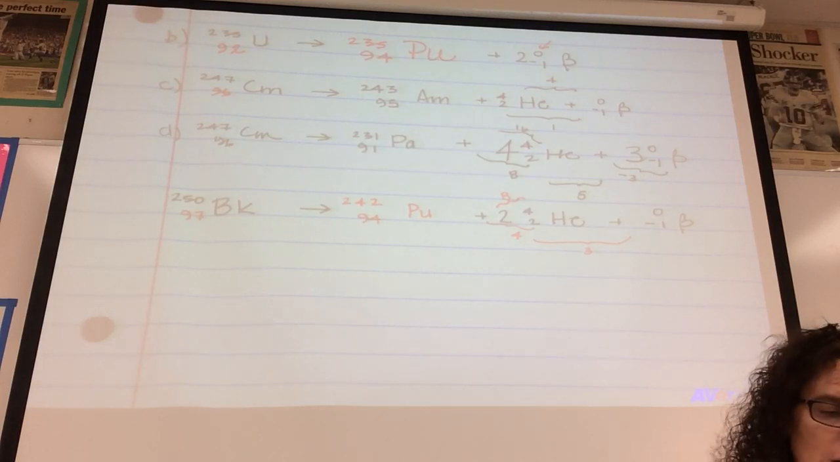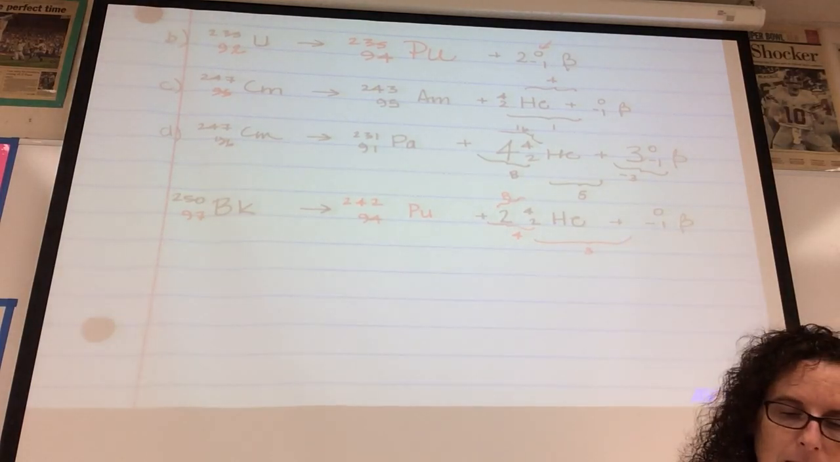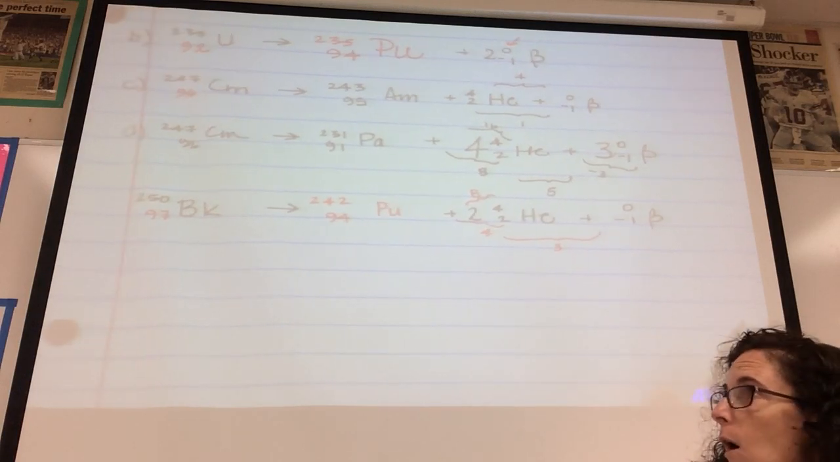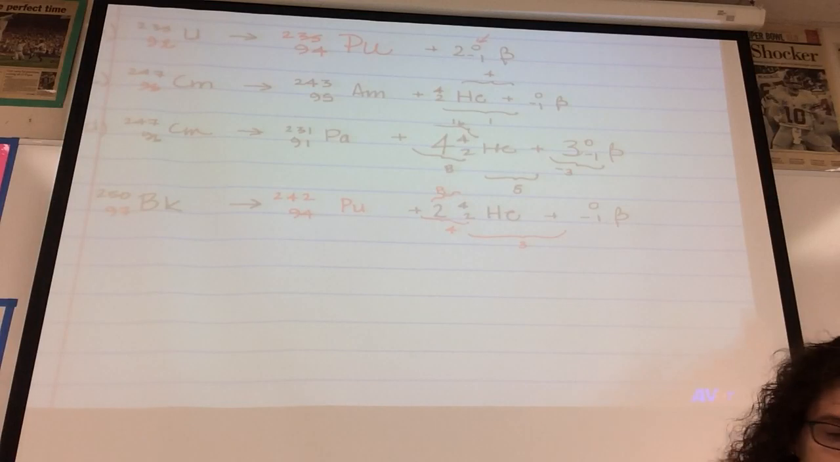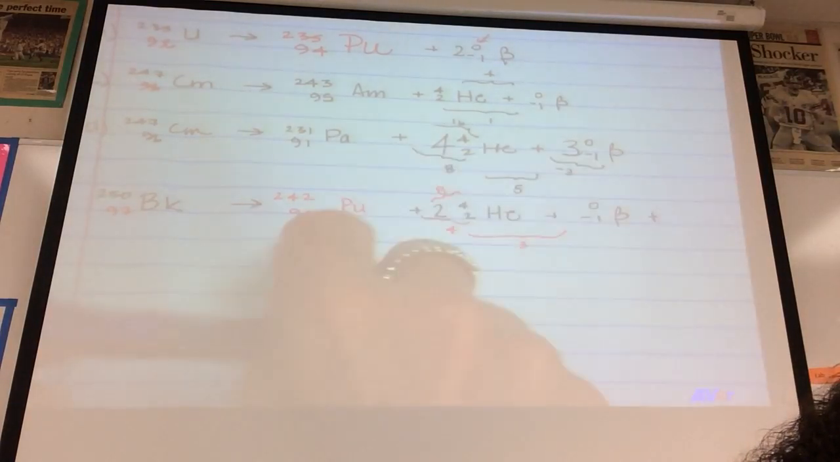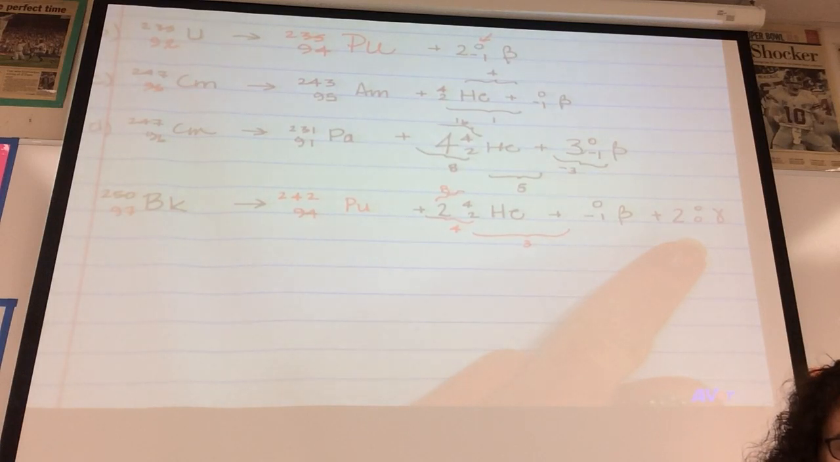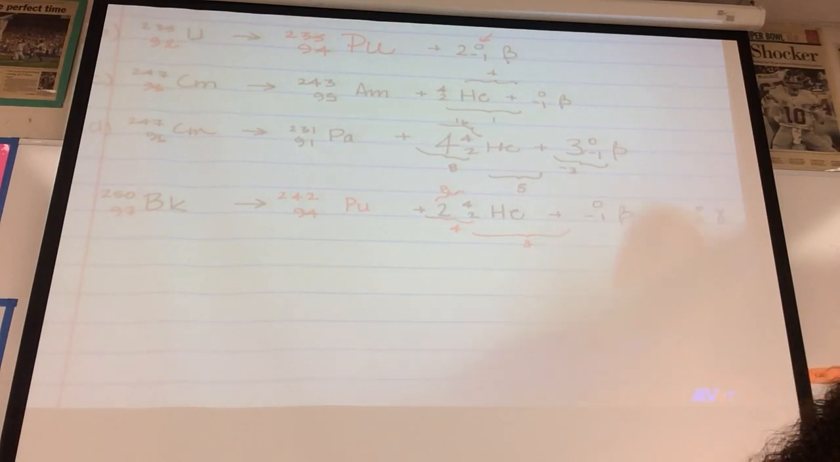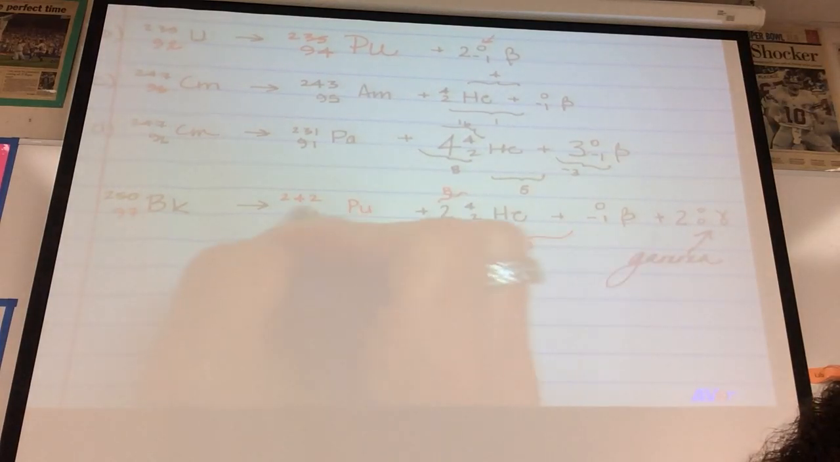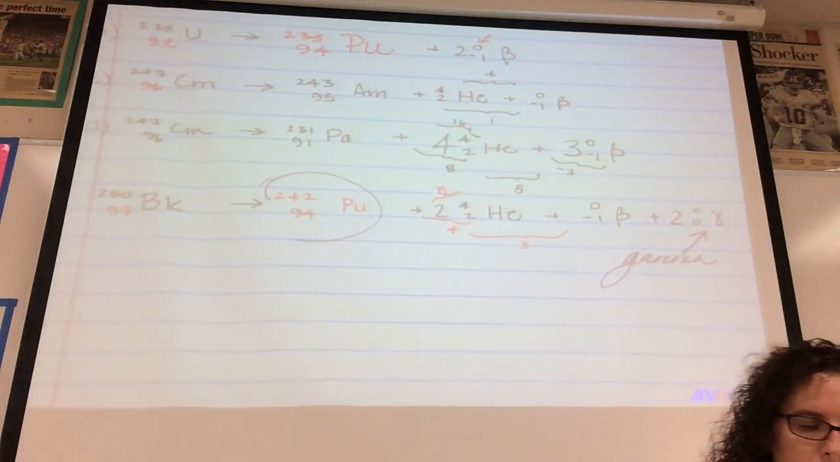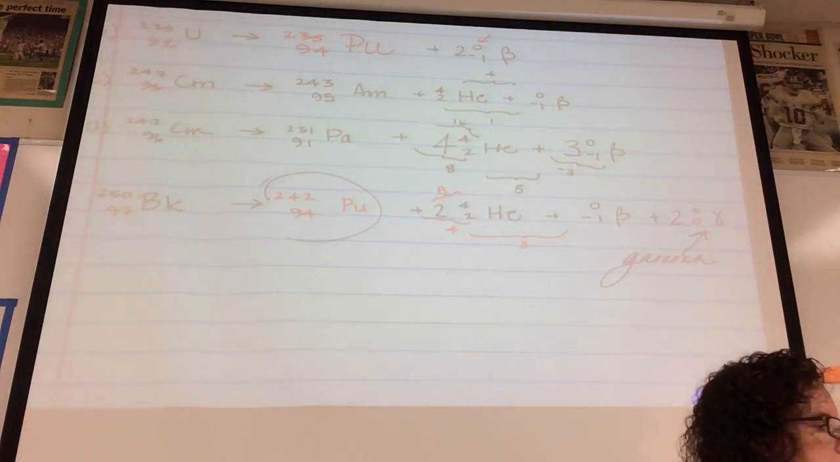Alrighty. So that's beta. Now sometimes in these reactions you'll also have a gamma particle, but it doesn't affect what you generate. Let's say that you had 2 gammas. When you see gammas in there, it doesn't affect what gets generated. It just indicates that a lot of energy is going to be released.